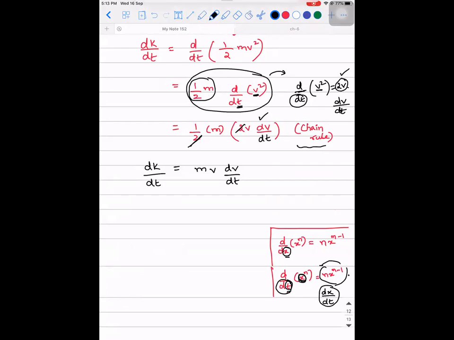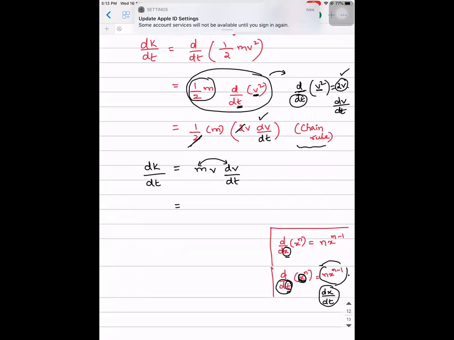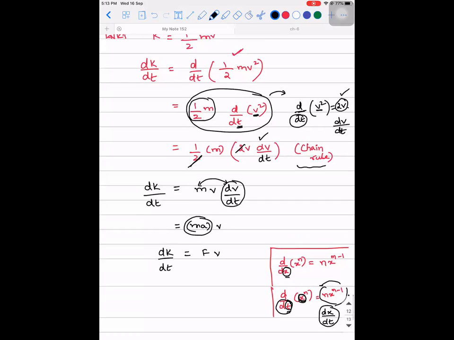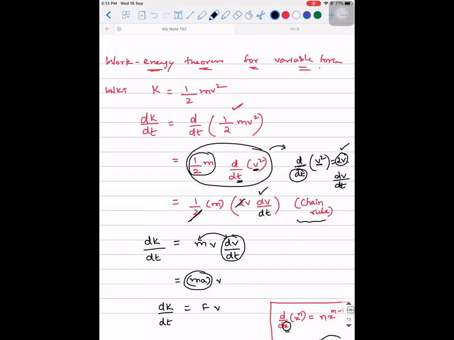So m into dv by dt. But what is m into dv by dt? What is dv by dt in the first place? This derivation is important. Acceleration. So m into a into v. So what is m into a? It is force. Force into velocity, dk divided by dt. Is there any doubt till this step? I suggest you all write it till this step.